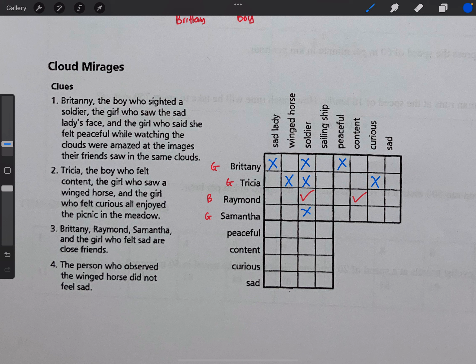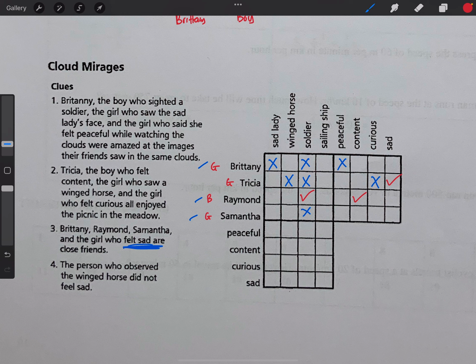All enjoyed the picnic in the meadow. Now the third one says Brittany, Raymond, and Samantha. And the girl who felt sad. That means that the girl who felt sad is not listed here, so that must be Trisha. Okay. So Trisha must be the one that felt sad. So we're going to put a tick on Trisha with sad.